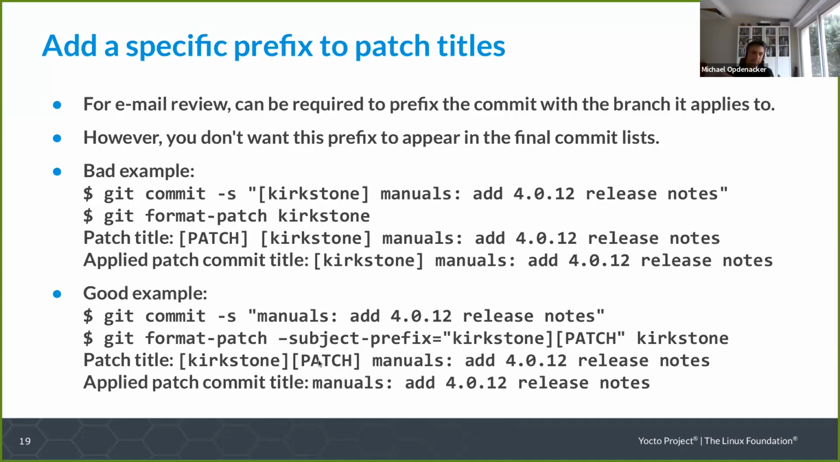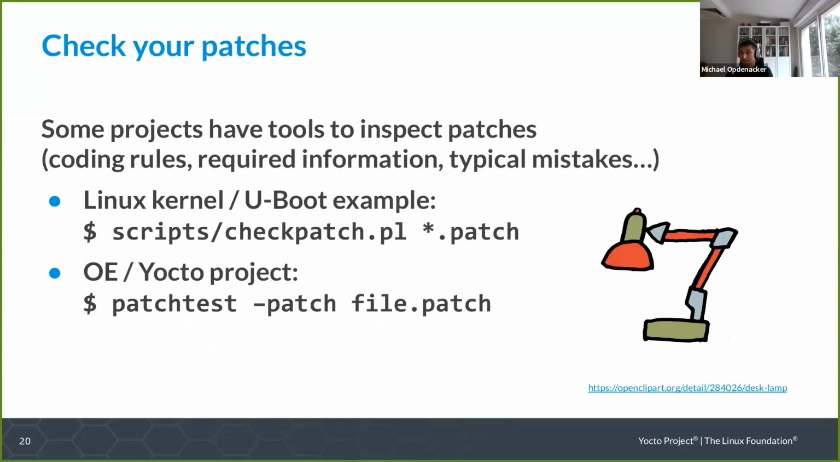and that's part of the email, but it's not part of the commit that you get when you run git am to merge the patch. That doesn't show. So ultimately, you just get a normal commit for a branch that doesn't repeat the branch name. So that's nice. Check your patches, of course, once they are produced, before you send them.